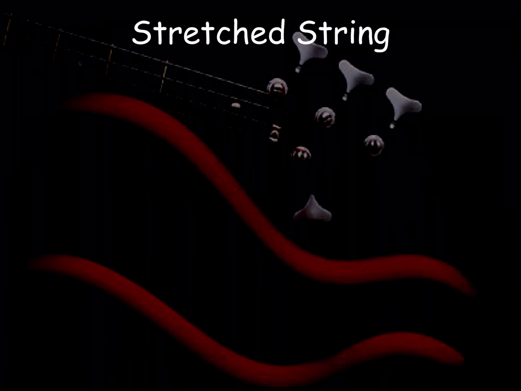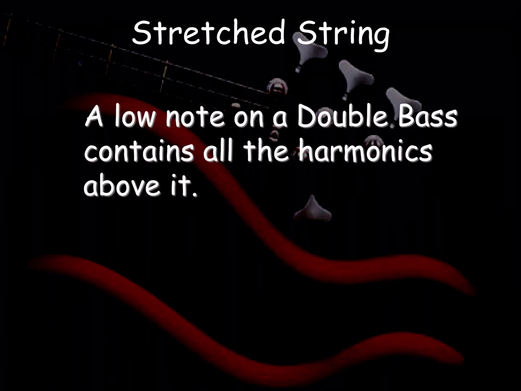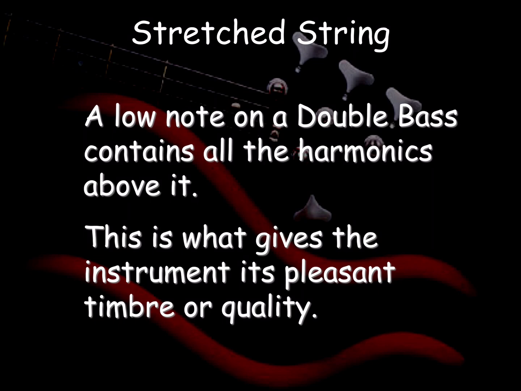Right, so a stretched string. A low note, for instance, on a double bass contains all the harmonics above it. And this is what gives the instrument its pleasant timbre, quality of the note. It's a mixture of the harmonics. That's what I was trying to explain to you. And this is largely due to the fact the string is slightly slacker and so can produce more harmonics.